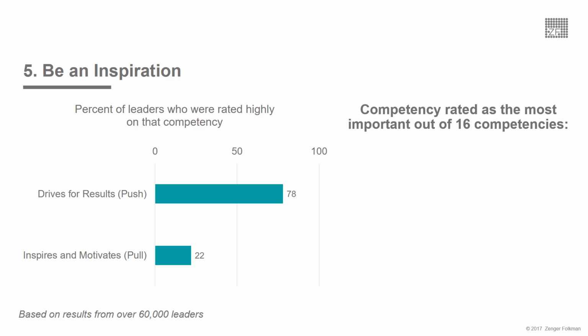We call inspiration pull, this ability to create that pulling, and we call drive for results push. And if we look at those two dimensions and ask which of those is stronger for a leader, and this, again, is over 60,000 leaders, 78% of the population are rated more highly on push, drive for results, than pull. Only 22% are rated high on pull.